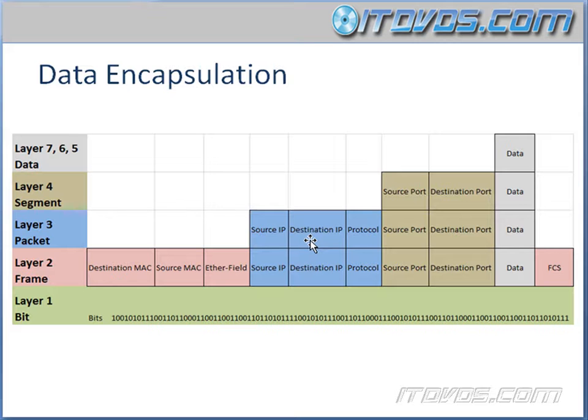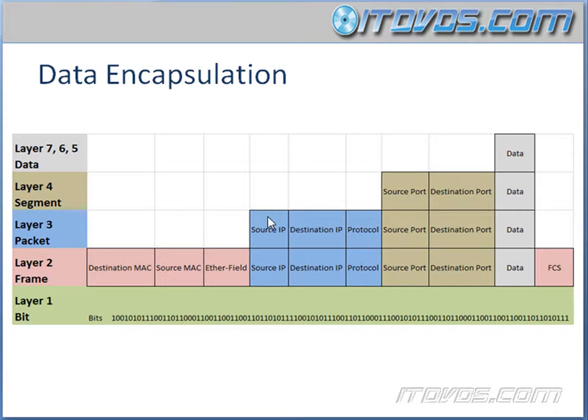Then at layer 3, another header is added, and that makes it a packet. It has a source IP, a destination IP, and a protocol. And the protocol basically says what protocol is being encapsulated by this packet. And the source IP and destination IP are probably self-explanatory. Whatever the IP address of the destination is, that's going to go here, and the source IP is who we are if we're sending this packet out.